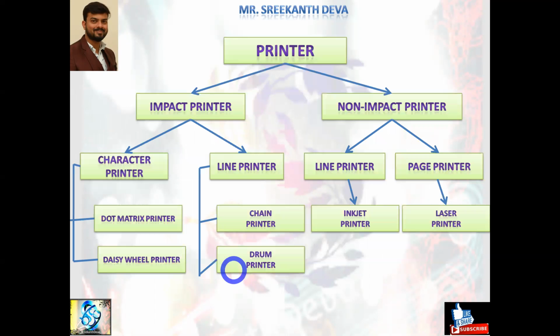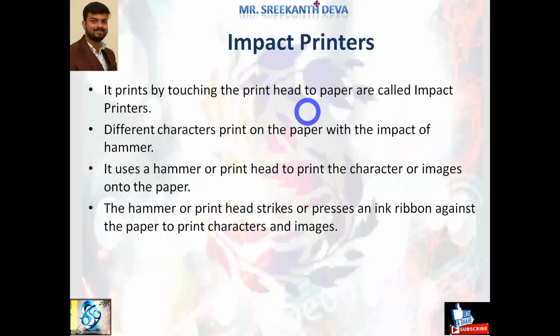Okay, see, these are the basic categories of printers. Printers are categorized into two types: impact printers and non-impact printers. In the case of impact printers, there is some impact with the paper. Impact printers are categorized into character printers and line printers. Character printers are again categorized into dot matrix printers and daisy wheel printers. Line printers are categorized into chain printers and drum printers.